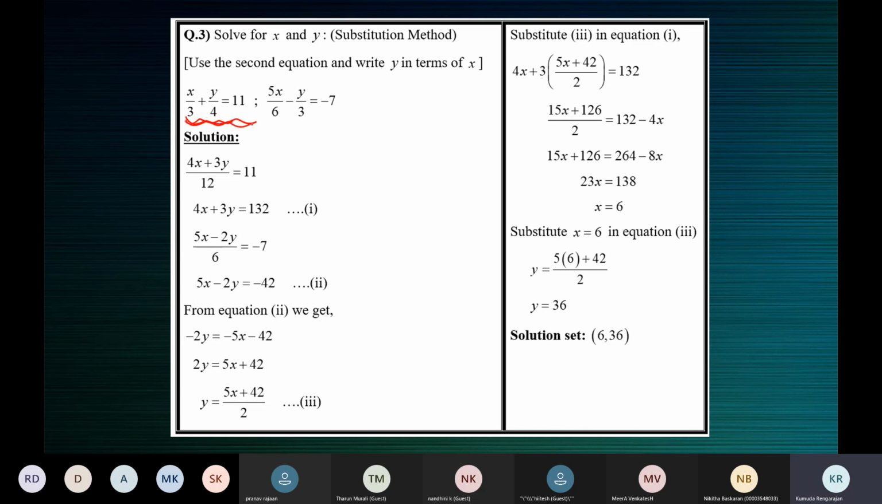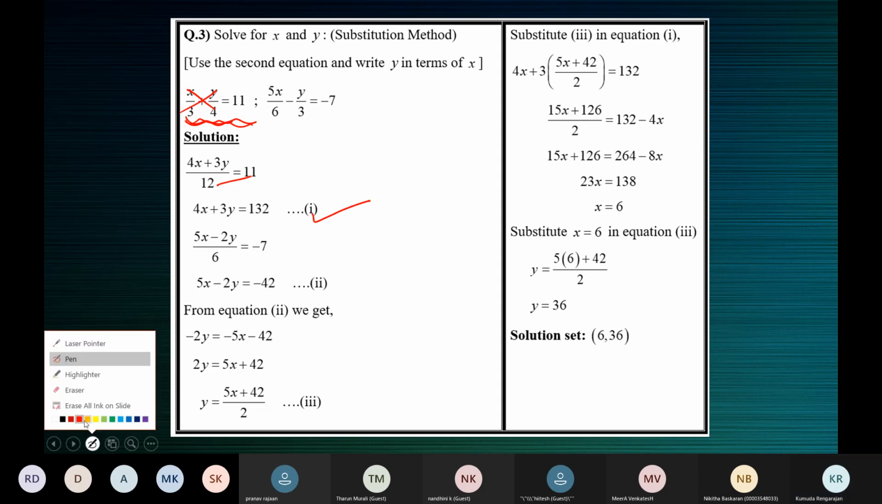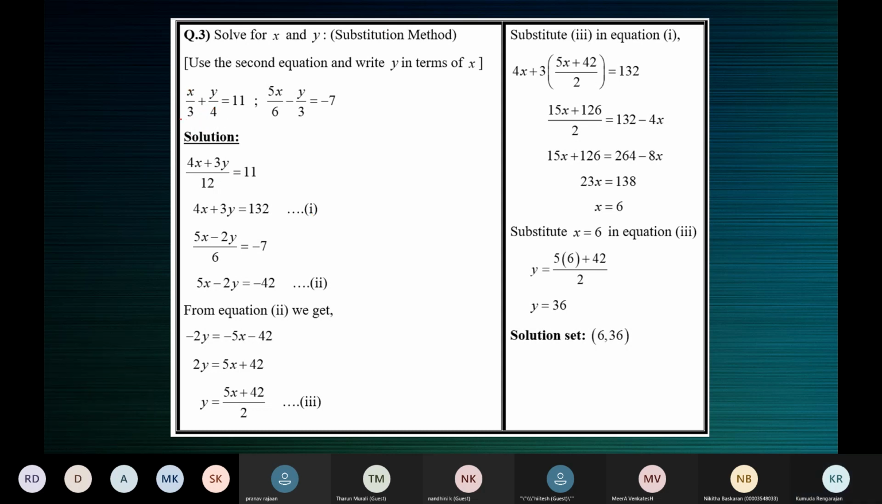X by 3 plus y by 4 is equal to 11 is the first equation. Take the LCM, 12. Then 4x plus 3y is equal to 11. On cross multiplying, 4x plus 3y is equal to 132. This is what is given to us. We can have numbers in the denominator. That's fine. Only when there is x or y in the denominator, you should use that method.